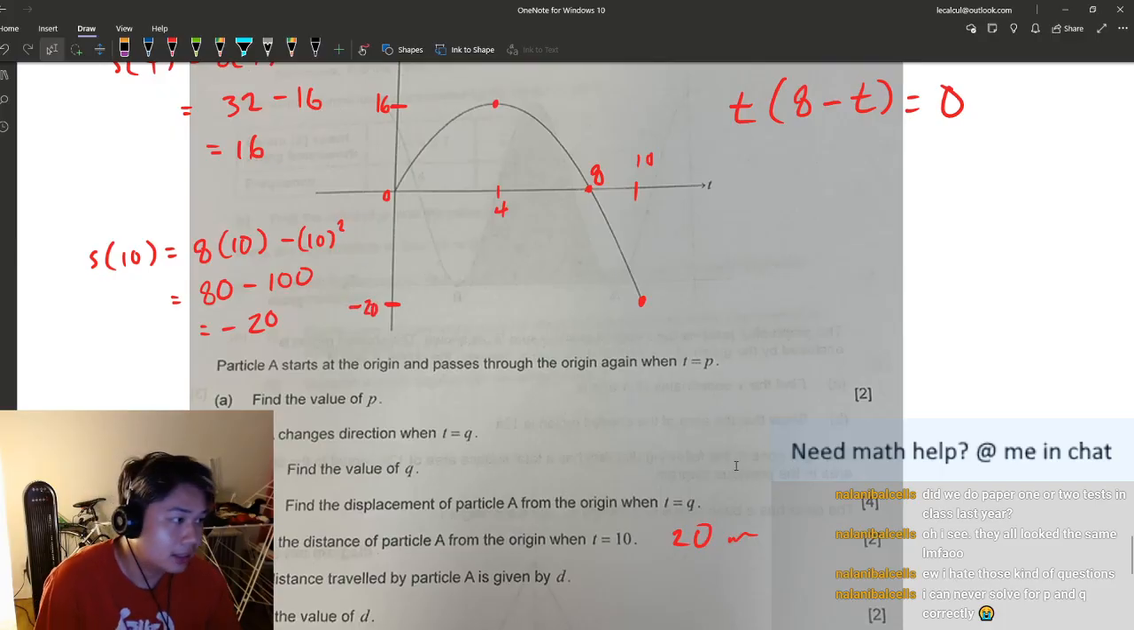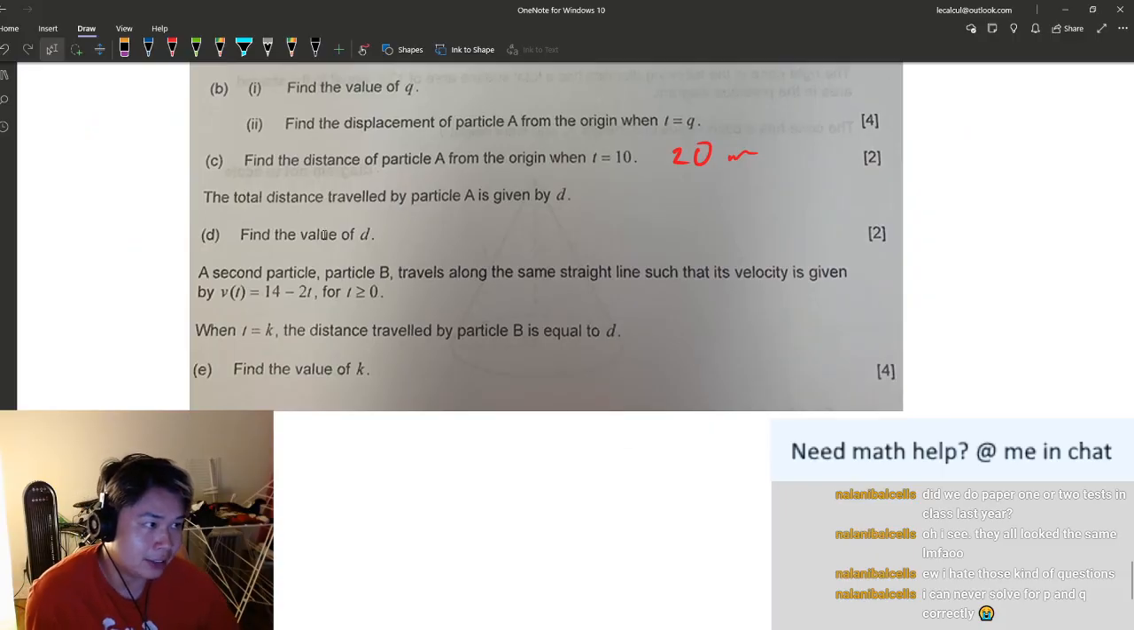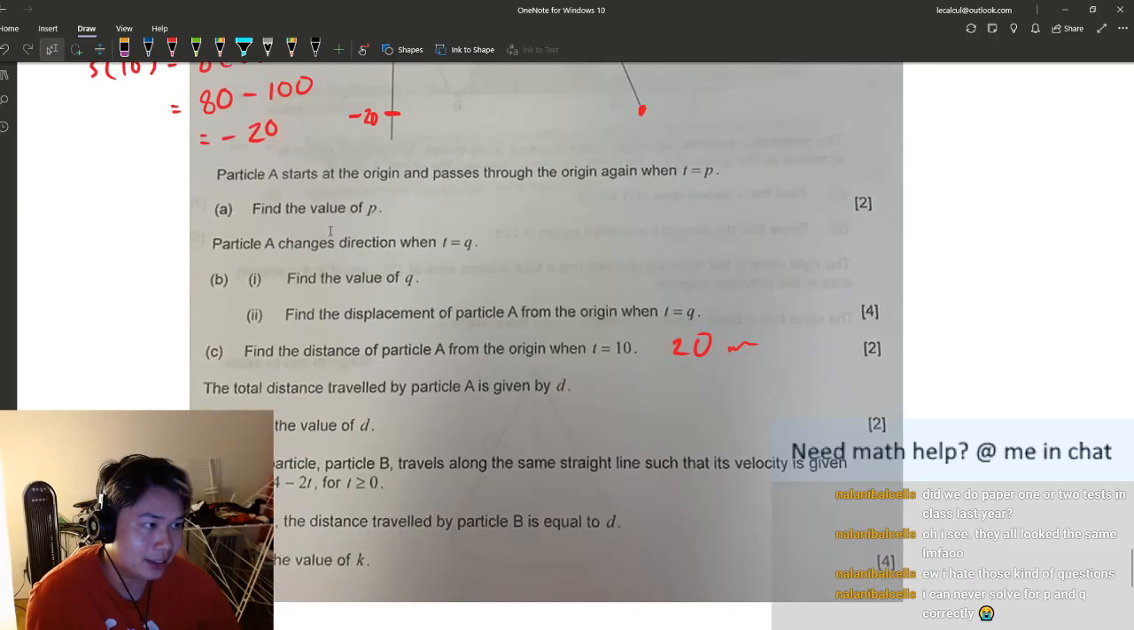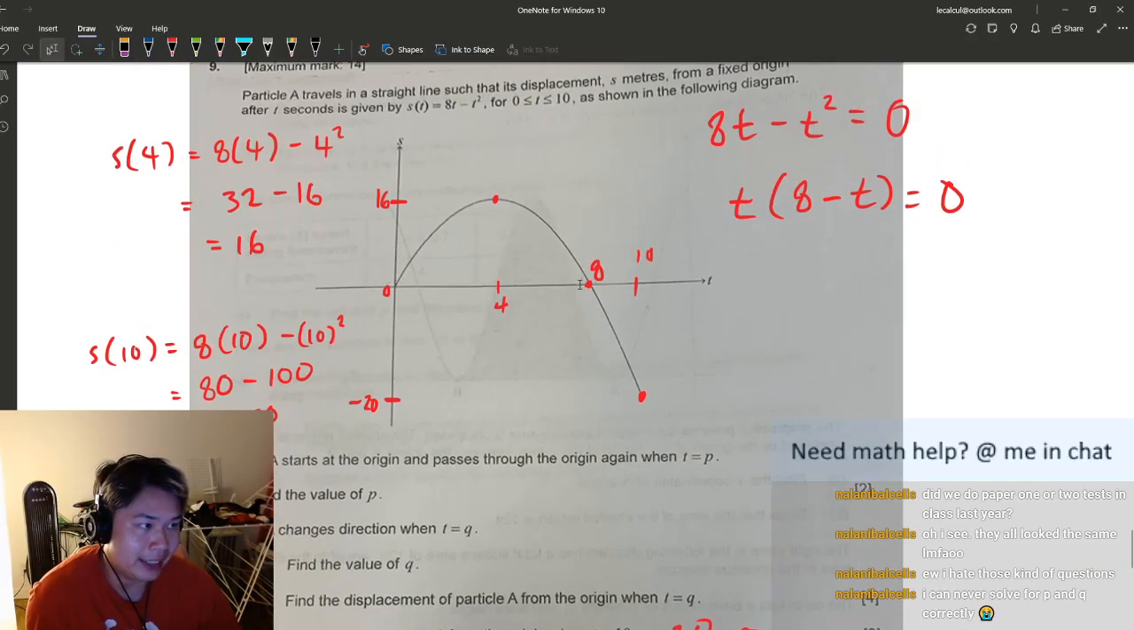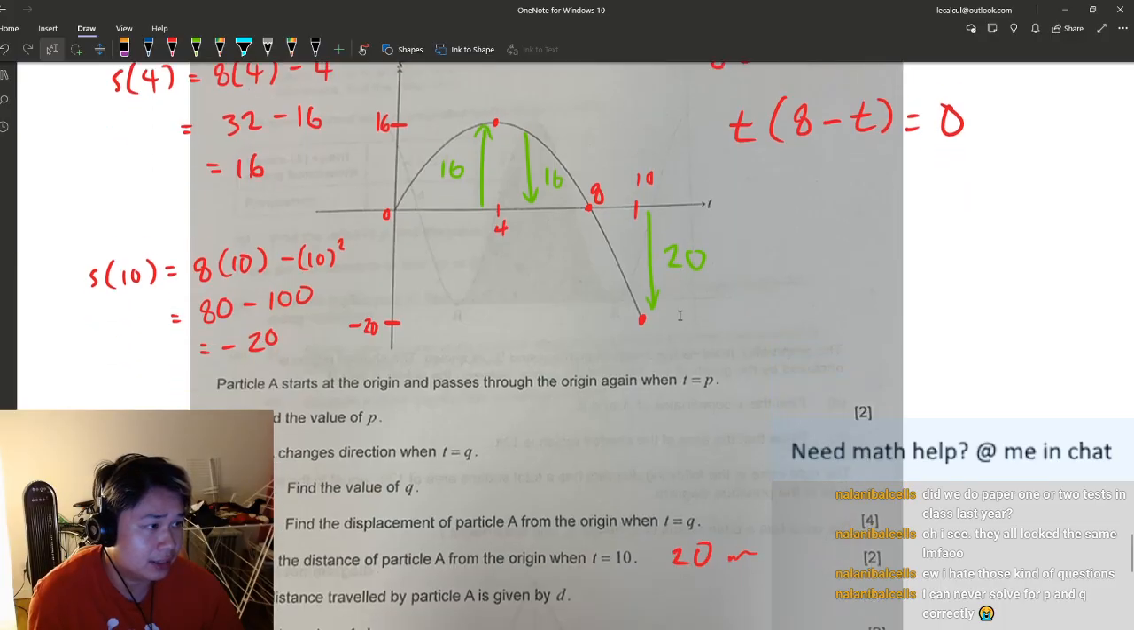20. A lot of people might use calculus, but look at the mark distribution. There's only 2. If you wanted to do calculus, you would need to integrate from 0 to 8, and then from 8 to 10. But just look at this. This particle moves 16 meters upward, let's say. Then it moves 16 meters downward. And then it continues to move 20 more meters downward. So its total distance is 16 plus 16 plus 20, which is 52.